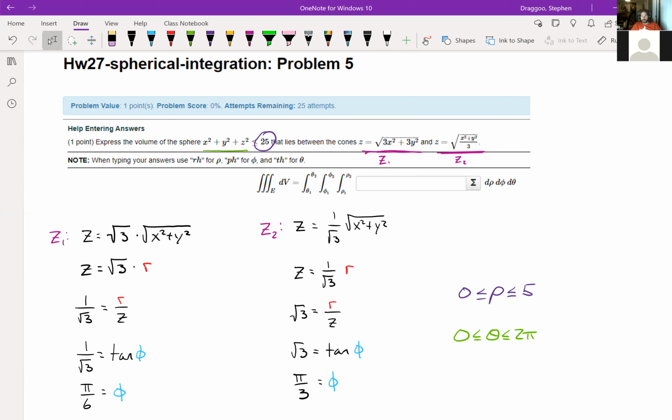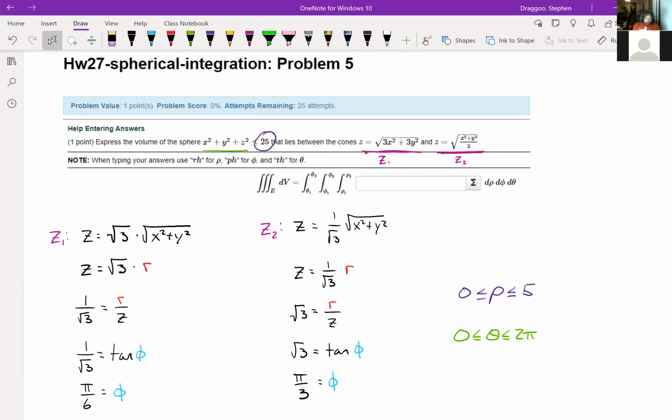Expressing the volume of the sphere, x squared plus y squared plus z squared equals 25. And it's going to be in between the cones, z equals square root of 3x squared plus 3y squared, and z equals the square root of x squared plus y squared over 3.